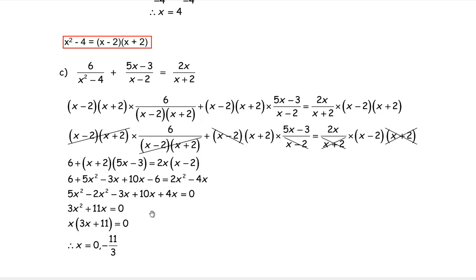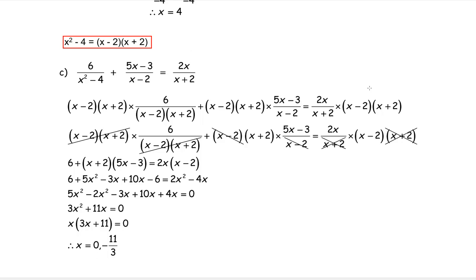And so we get some simplification. 5x squared minus 2x squared is 3x squared. And negative 3x plus 10x would be 7x, plus 4 more makes 11x. And notice there's no constant, so I can just common factor an x out. So we get x times 3x plus 11. So if I set this x equal to 0, I get 0. Don't forget there's a solution from that little factor there too.